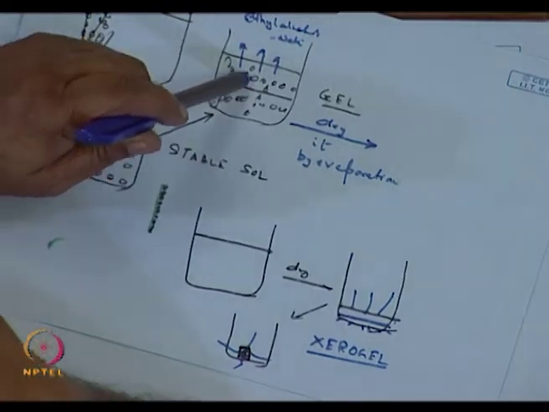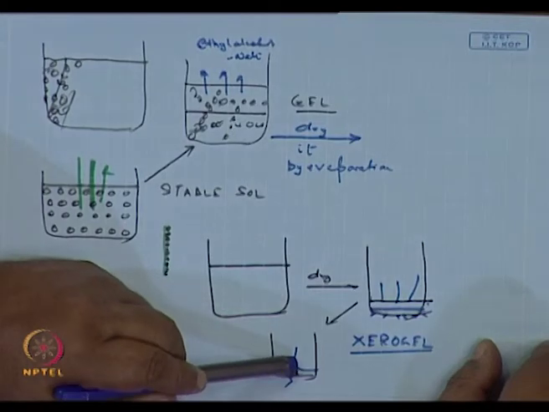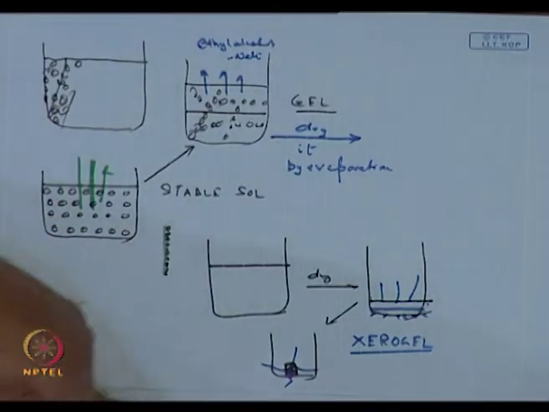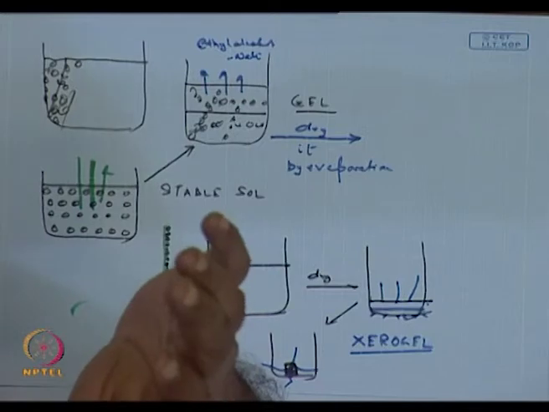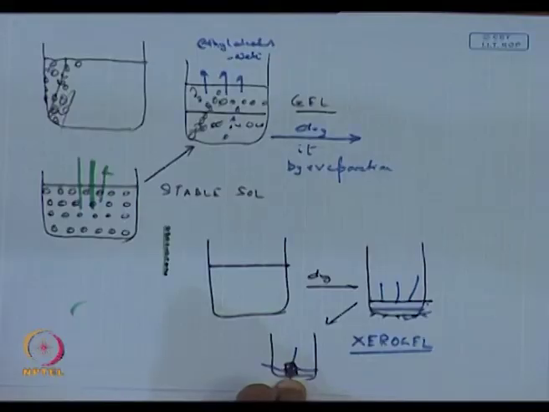Now, why did this gel over here become this small? It became this small because as the liquid evaporated, the surface tension pulled the particles together, the volume decreased, and finally, when all the solvent went off, it was reduced to this smaller mass, which is the xerogel.